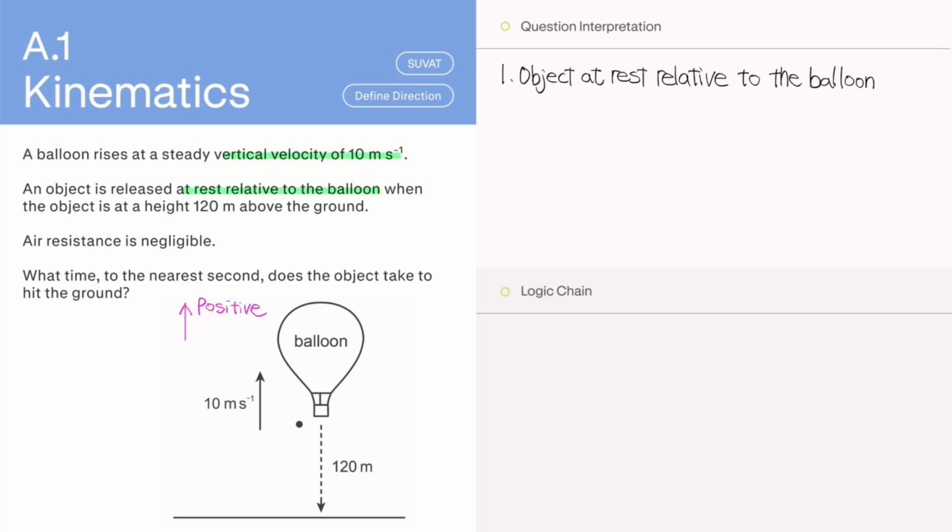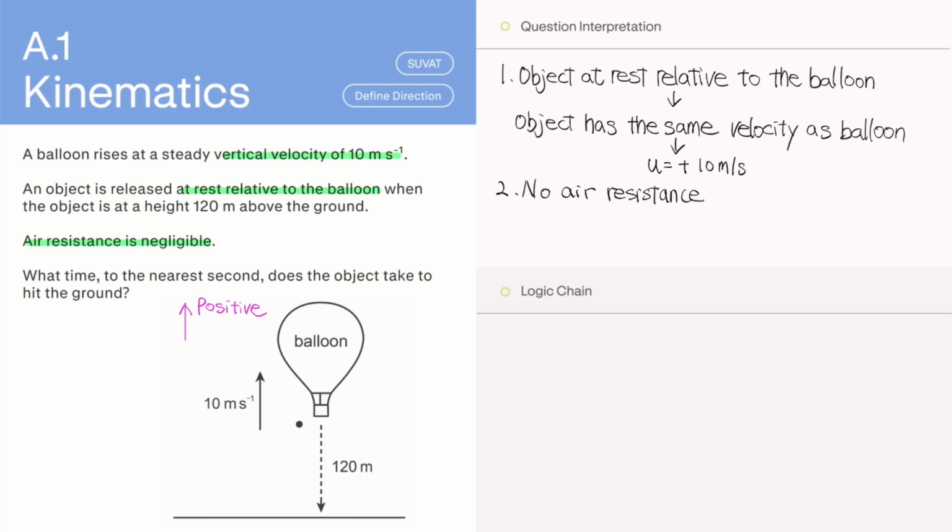The first important phrase is "object released at rest relative to the balloon." In many simpler SUVAT problems, released at rest means the initial velocity is 0. But here, it means the object starts with the same velocity as the balloon. So the initial velocity of the object is 10 meters per second upwards.